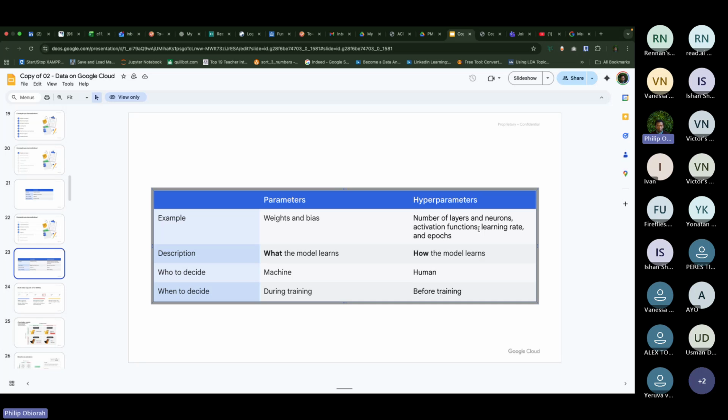So you're going to be seeing questions like this. Whenever you see questions talking about number of layers, neurons, or activation functions, you just know it has to do with hyperparameters. In fact, whenever you see any question that has to do with hyperparameters, know that it has to be before training. But if you see a question about during training, how the model learns, then it might be tending towards weights and bias.